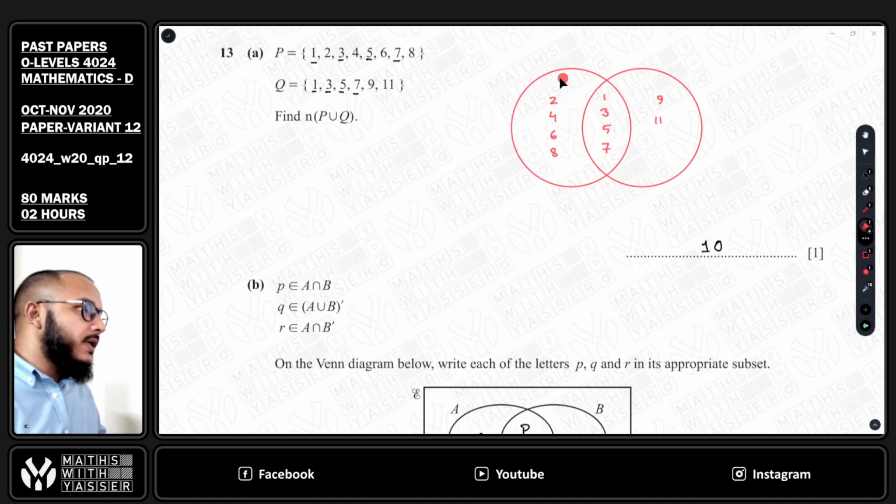And the reason is, if you can see the Venn diagram that I have drawn, 1, 3, 5, 7 is common, and this set belongs to P and this set belongs to Q. So in total, the number of elements is 10. 1, 2, 3, 4, 5, 6, 7, 8, 9, 10. So this whole thing is P union Q.